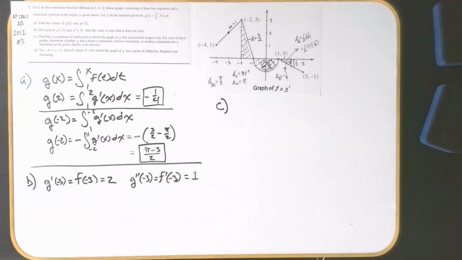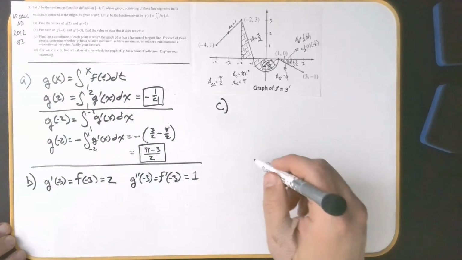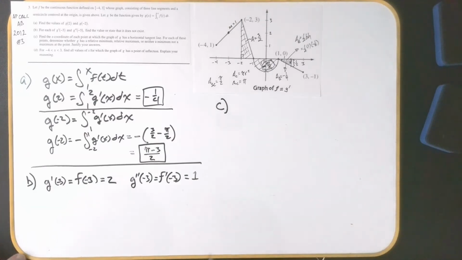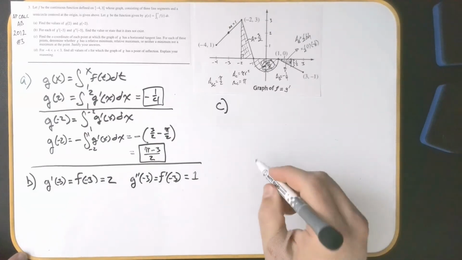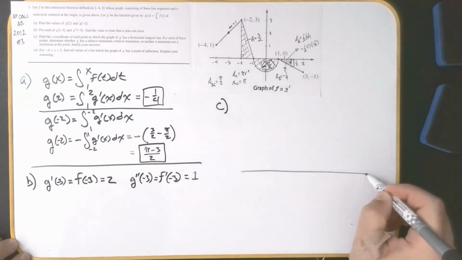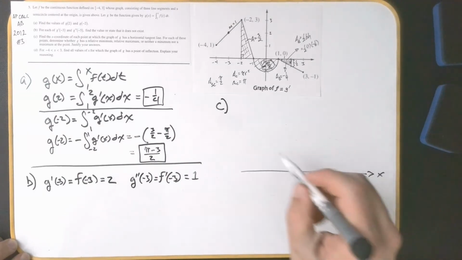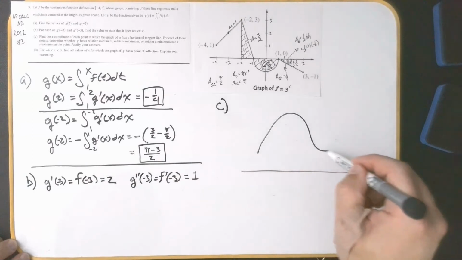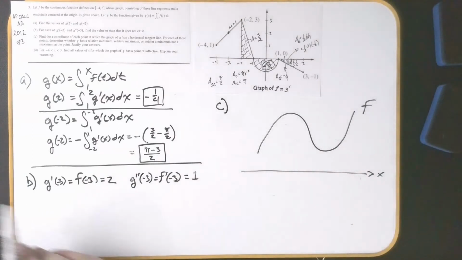So part C says, find the x-coordinate of each point at which the graph of G has a horizontal tangent line. Okay, time for a short review, and I'm going to draw using the colors. I want to review this concept here. For the test, if you can have your notes, you want to have this here. So I'm going to draw this and then erase it. So there's my x-axis. And I'm going to draw a nice friendly cubic, and that's my original function.